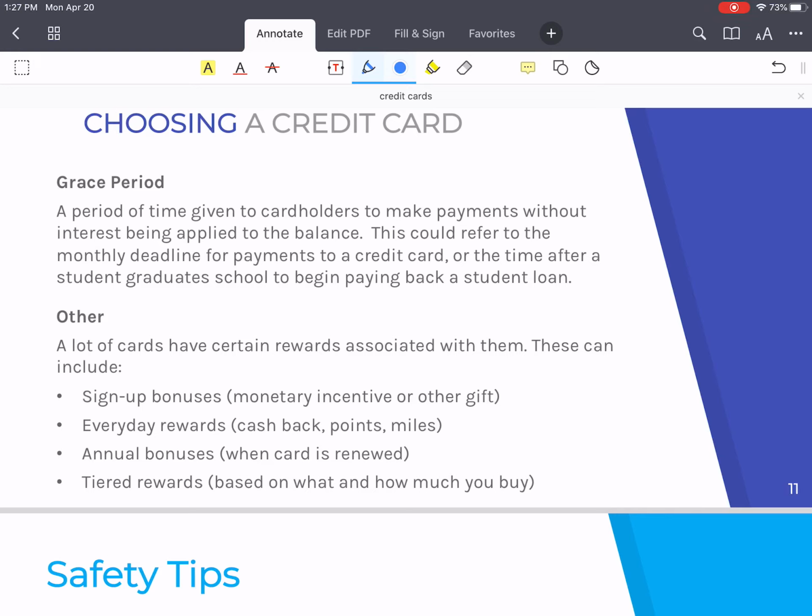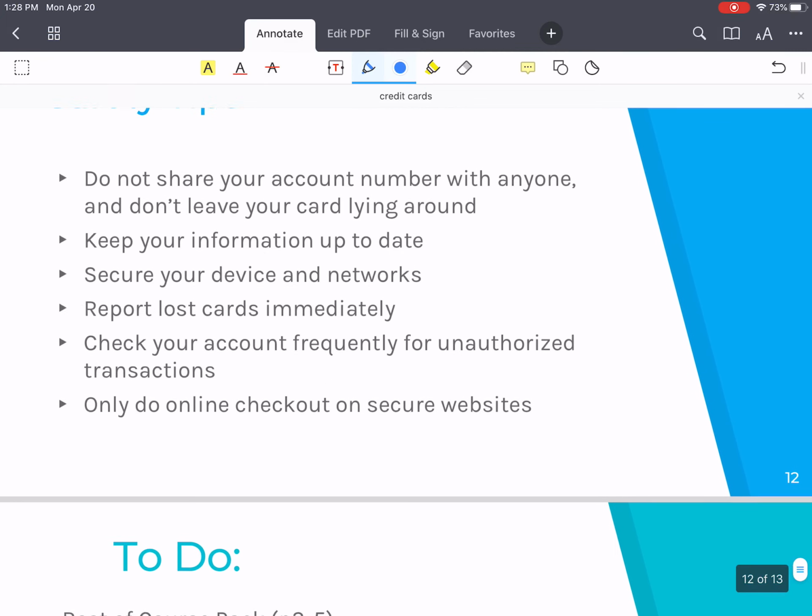Sometimes there's annual bonuses that your credit card company can give you, and sometimes these rewards are tiered. So it's proportional to how much you buy, how many transactions you have on your card. If you use your card a lot, you might be eligible for greater rewards than if you don't use it very much at all. So good.